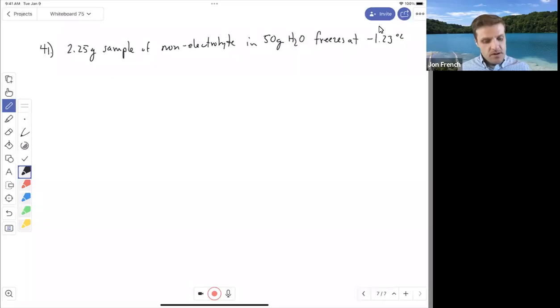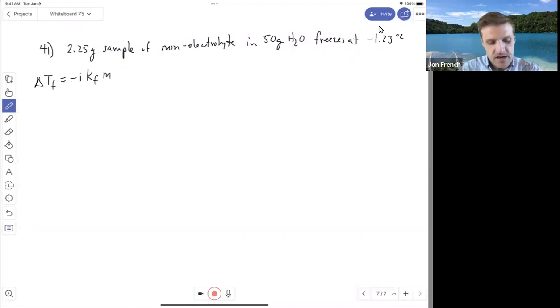So question 41, they tell us we got 2.25 grams of a sample of a non-electrolyte and 50 grams of water, and that freezes at negative 1.23 degrees Celsius. So we're going to use our delta TF, our change in freezing point, equals our van 't Hoff factor times our freezing point constant times our molality of this solution.